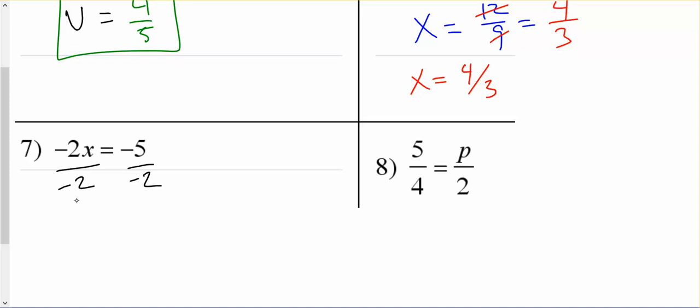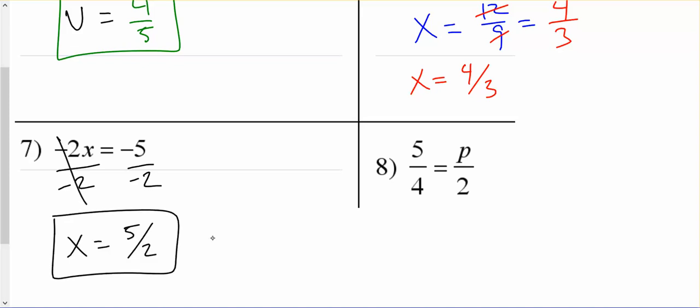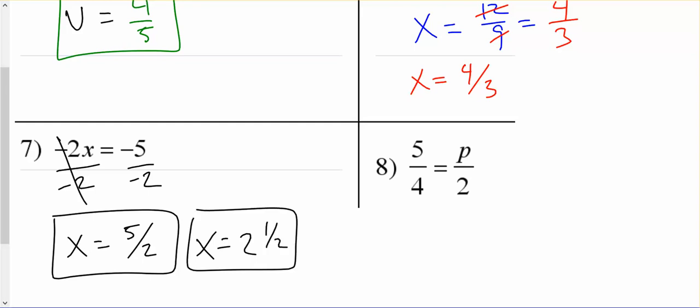What's happening to our p here? The p is being divided by 2. What undoes division? Multiplying. So we're going to multiply both sides by 2. That simplifies out. We're left with a p on our right side. 2 goes into 4. That becomes a 1. That becomes a 2, because 2 times 2 is 4. And so now I have 1 times 5 is 5. 1 times 2 is 2. So we get 5/2 here.